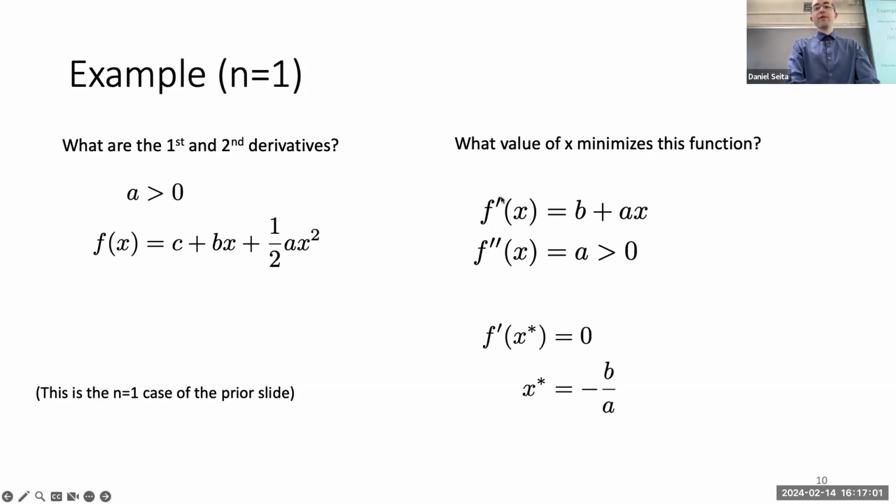If you set the first derivative to 0, because that's how you find the minimum, you get x star equals minus b over a. Is this the global minimum? So you're saying it depends on the function? Well, we're making the assumption that a is greater than 0 here, so it's already a convex function. So no, it would be the global one.